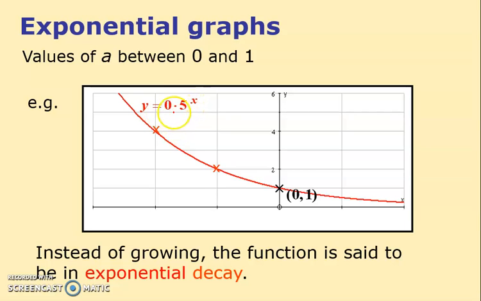So that implies that if you have a value of a between 0 and 1, when we do our y equals a to the x graph, if you've got a value for the a between 0 and 1, it's going to go down like this does. So 0.5 to the x looks like this.